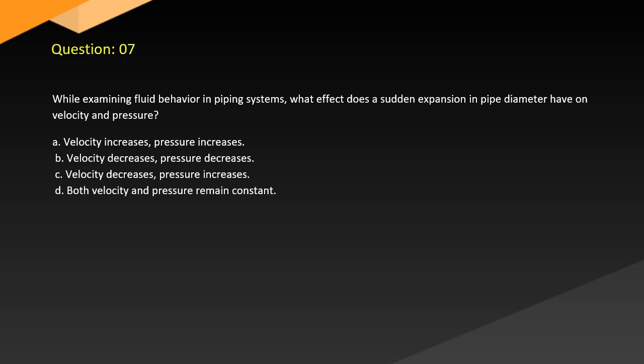Question 7. While examining fluid behavior in piping systems, what effect does a sudden expansion in pipe diameter have on velocity and pressure? A. Velocity increases, pressure increases. B. Velocity decreases, pressure decreases. C. Velocity decreases, pressure increases. D. Both velocity and pressure remain constant.